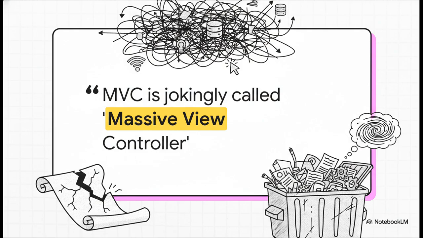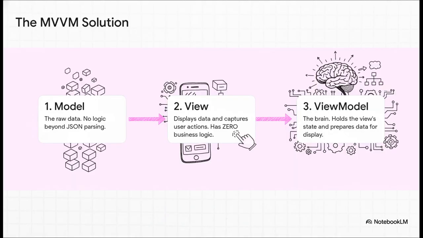This is the monster that appears when you don't have a plan. It's where everything gets dumped: your networking code, your data logic, your UI updates, all into one giant file that is impossible to test or maintain. It is the definition of chaos. So how do you stop that monster from showing up?